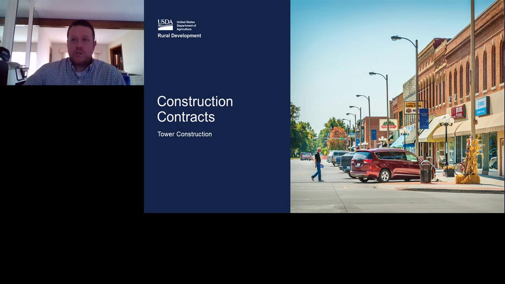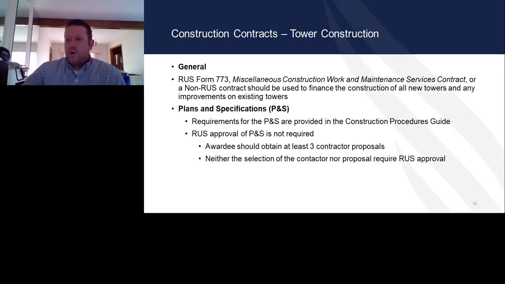Tower construction. General form 773, non-RUS contracts can be used for construction of all new towers and any improvement on existing towers. One thing to note is, as George mentioned, Form 773 does not allow for subcontracting. So if in your tower construction you are going to require subcontracting, one of the things that you'll want to look at is a non-standard or non-RUS form so that you could subcontract that.